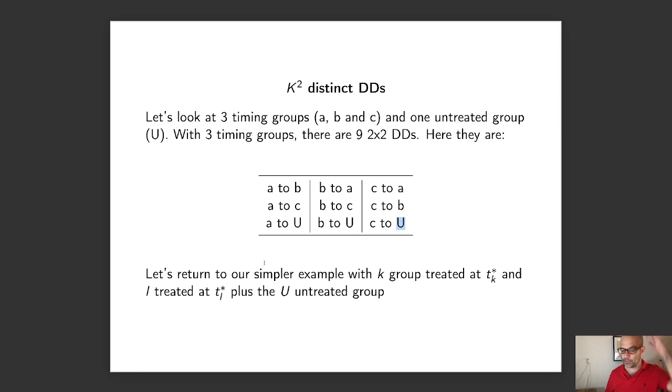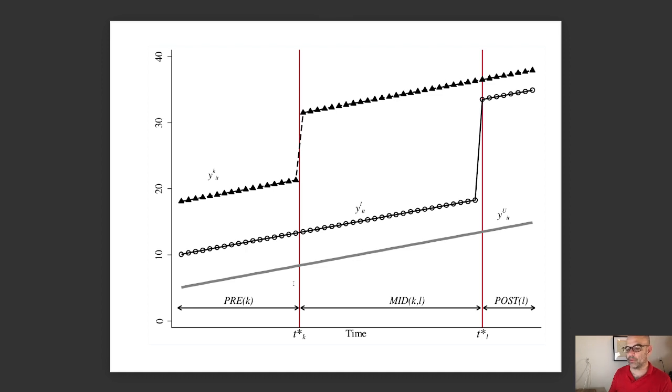So we're gonna return to our simpler example with the K group treated at T star K and L treated at T star L. T star K, 2005, T star L, 2009. And then we're gonna have this untreated group. All right, so this is from Andrew's paper. Pre 2005, that's called pre Florida K, but it's pre period for Florida. T star L, that's Montana 09, so that's after 2009, and this is the period between 05 and 09. Now, this is the untreated group.